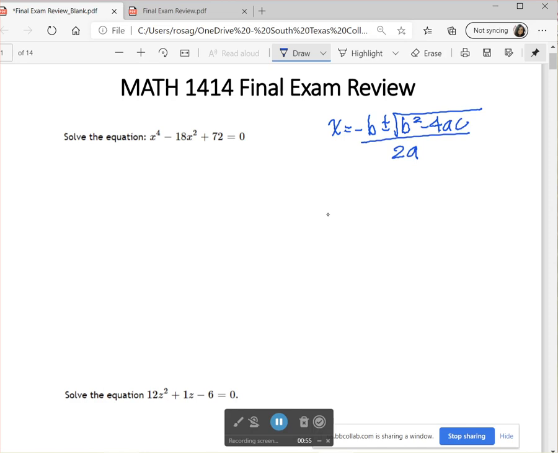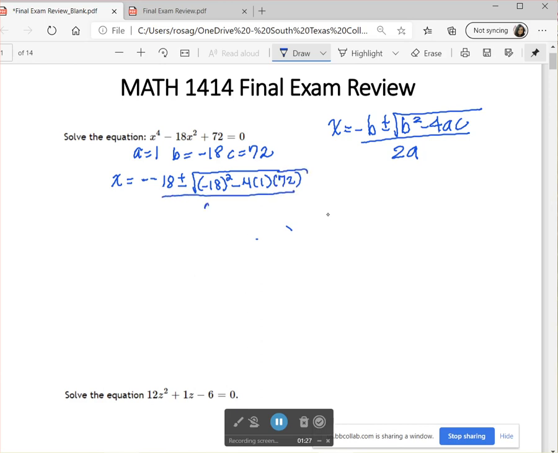And I'm going to pretend this is a quadratic, even though it's not, right? It has a power of 4. It's a quartic. But if it was, A would be 1, B would be negative 18, and C would be 72. So if I keep pretending, I'm just going to plug in my values. And what I get is 12 and 6.